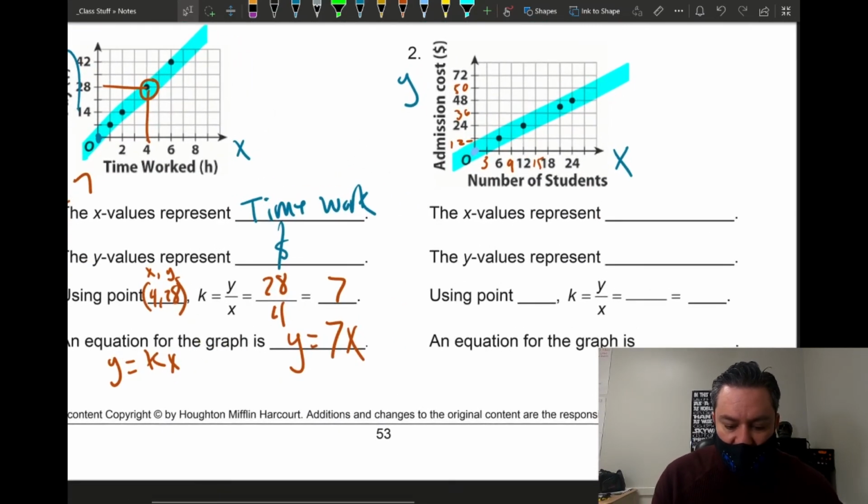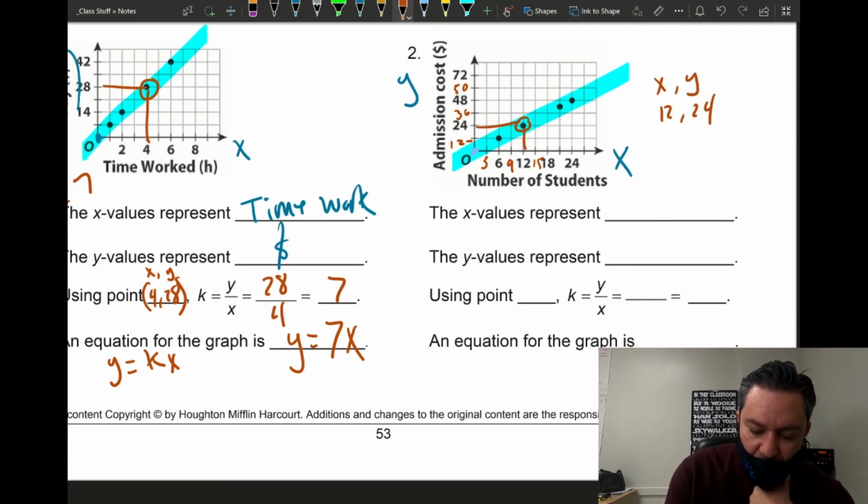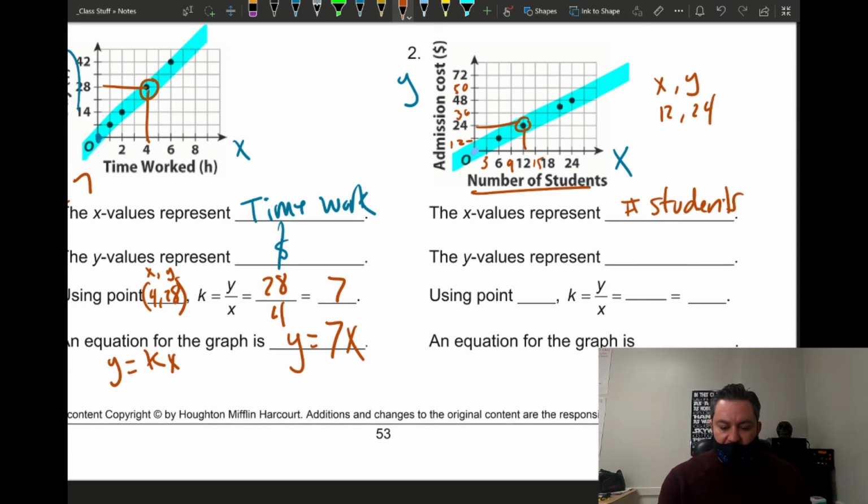So the first point that actually has the two numbers given to you is going to be this one right there, 24 and 12. So when you connect them, your X value, comma Y value is going to be 12, comma 24. So the X represents the number of students, right there, the X-axis. The Y represents the cost, the admission cost. So we're going to use a point, I already picked it, 12, 24.